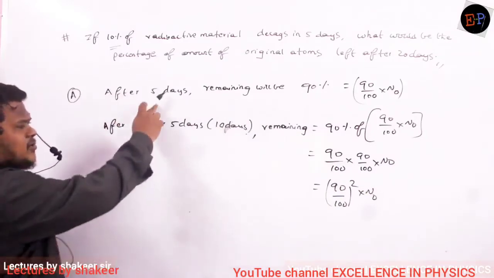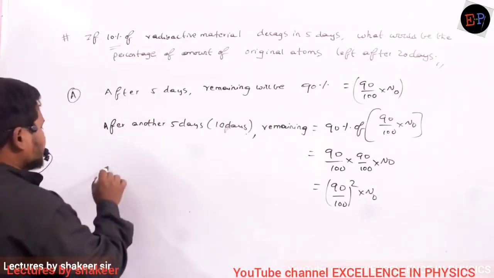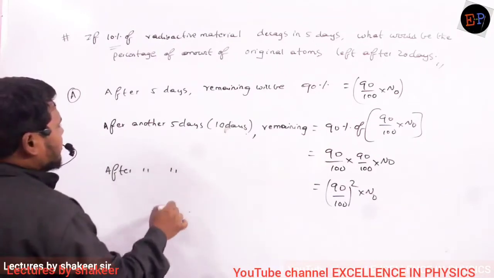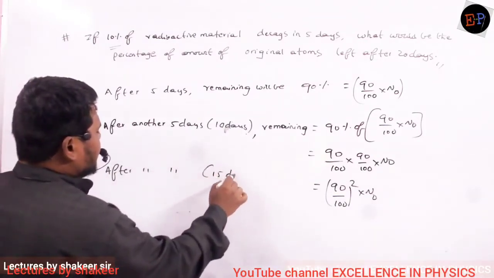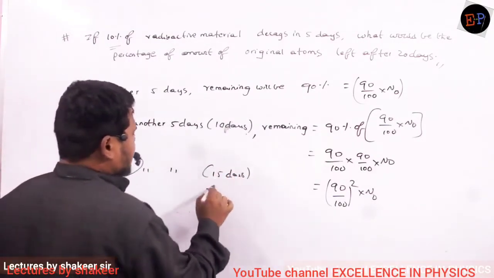So how many days are completed in total? 10 days completed. So write down after another 5 days. After another 5 days, so total how many days? 15 days. Now what are the remaining atoms?